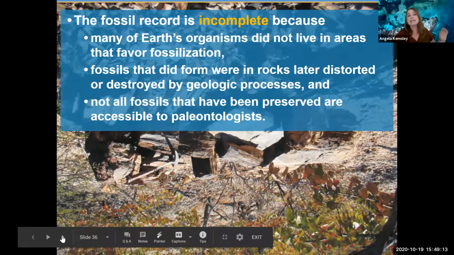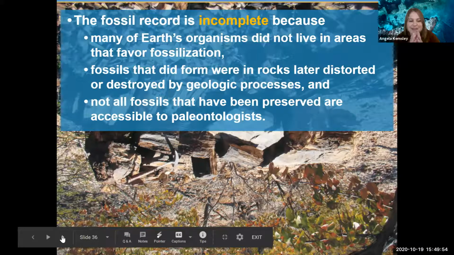So the fossil record is incomplete, right? We don't have a complete fossil record of every organism that ever lived, even every species that ever lived, because many of the Earth's organisms did not live in areas that favored fossilization. Fossils that did form were in rocks that were later distorted or destroyed, and not all fossils that have been preserved are even accessible to paleontologists. They might just be in areas that people can't get. So they are incomplete, but we're constantly finding new fossils and piecing things together in order to create a fuller picture of what has happened over time.